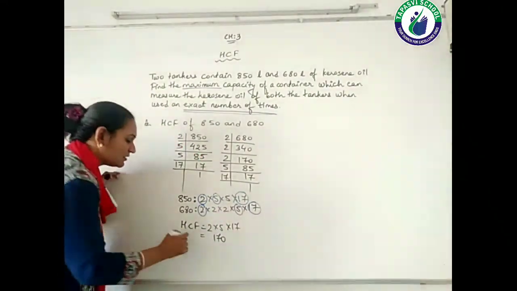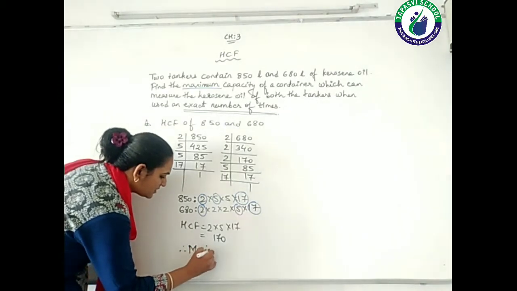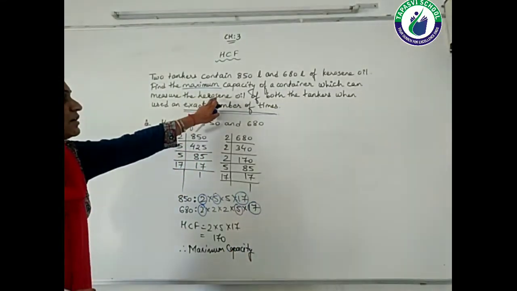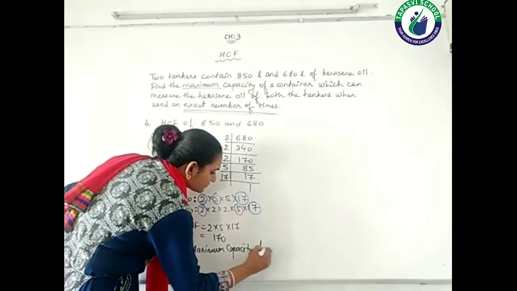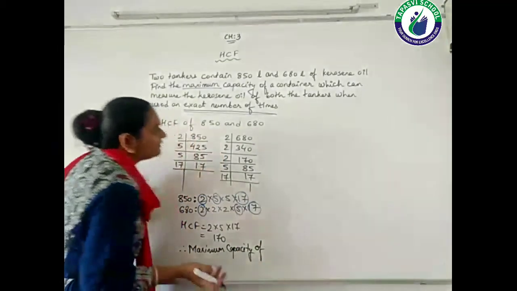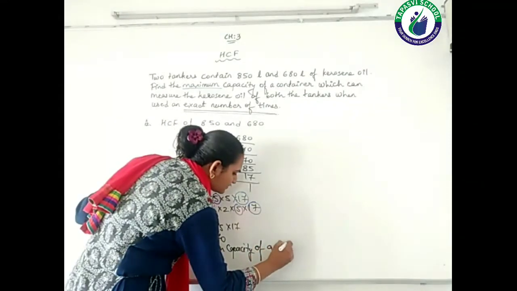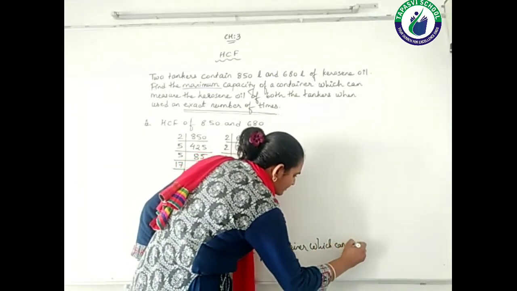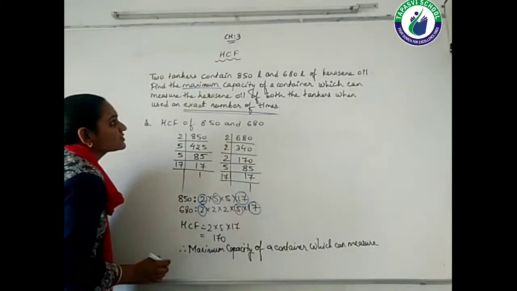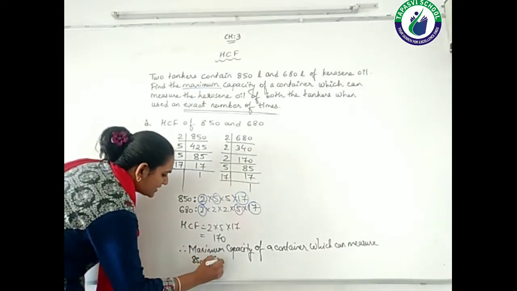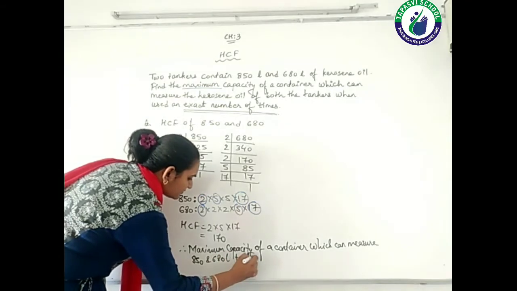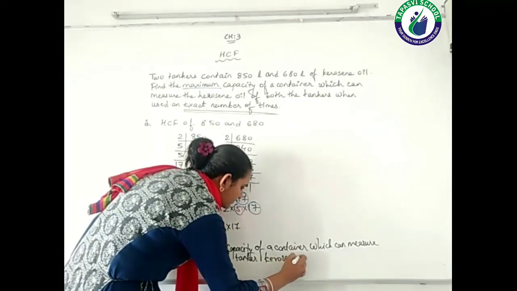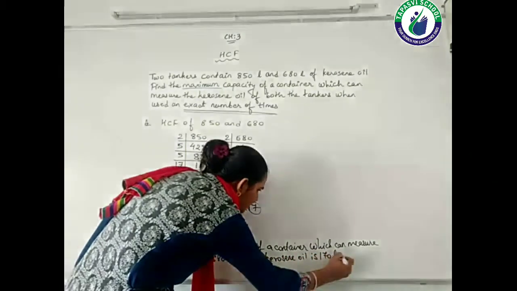So here I end with my answer. Therefore, the maximum capacity of the tanker, or you can even write container also, the maximum capacity of a container which can measure 850 liter and 680 liter tanker kerosene oil is 170 liter.